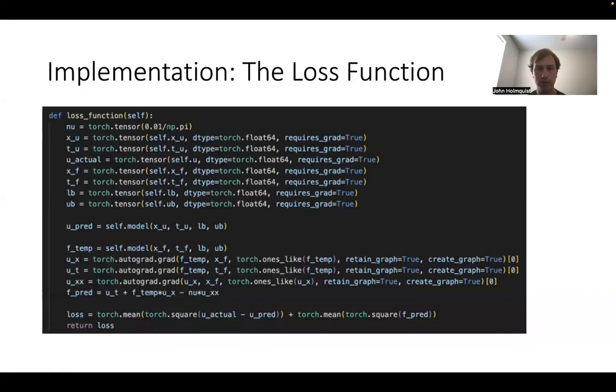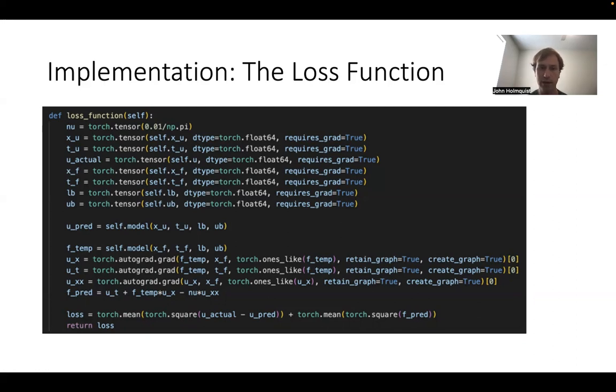Now here's the loss function, which is really interesting. At the top, it's just making sure everything is a tensor and it requires gradient so that we can compute the derivatives. Then u_pred is basically u: it's passing it through the net and not really doing anything with it. That's the final value.